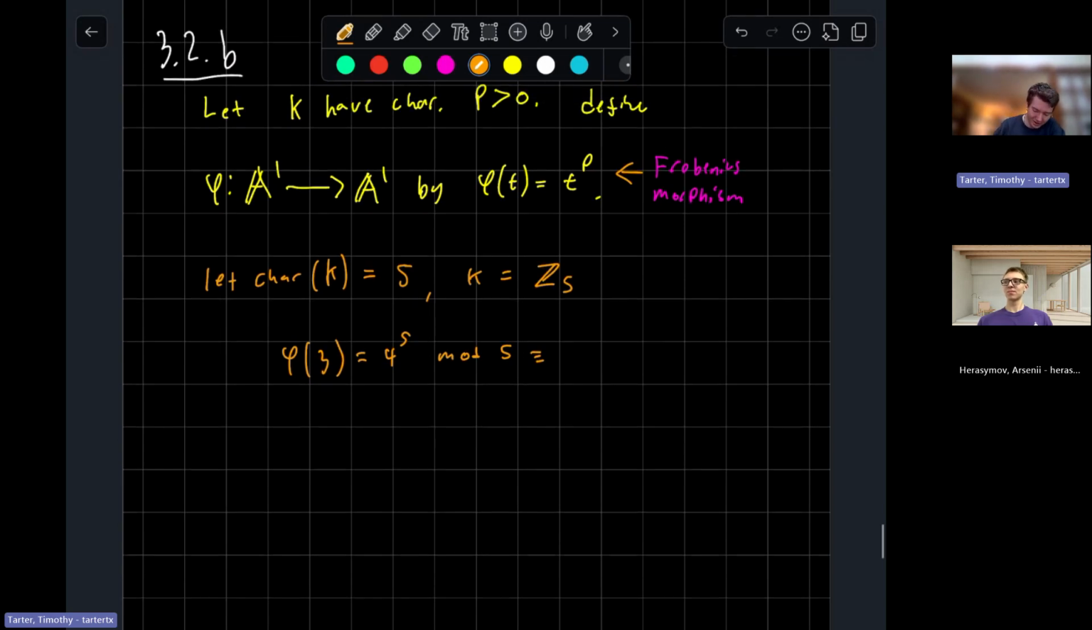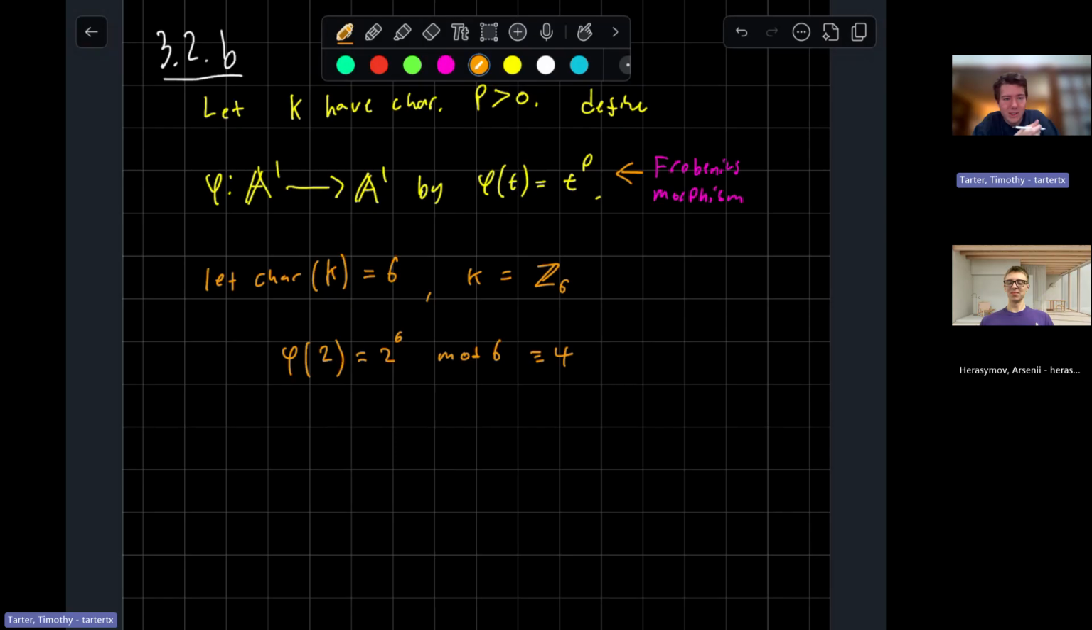So, okay, let's let this be mod 6. And so then phi of 4 is 4 to the 6 mod 6. 4 to the 6 mod 6 is, there's no way. 2 to the 6 mod 6. Okay, that gives us something that is not itself. So 2 to the 6 mod 6 is 4. There we go. All right, it only took 8 minutes to figure this out.